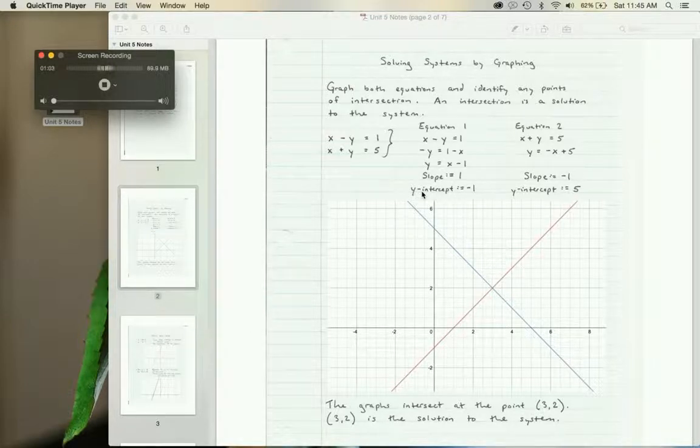allowing me to graph this equation. I'll start graphing it by first plotting the y-intercept. The y-intercept is the point 0, -1. So the y value is -1, the x value is 0. So I know that this graph is going to cross my axes at -1. So I would plot a point right here.